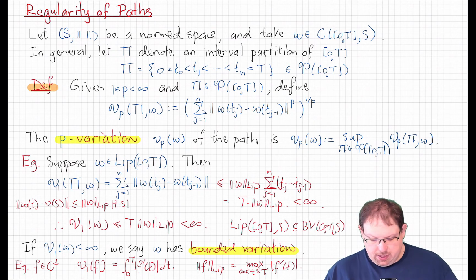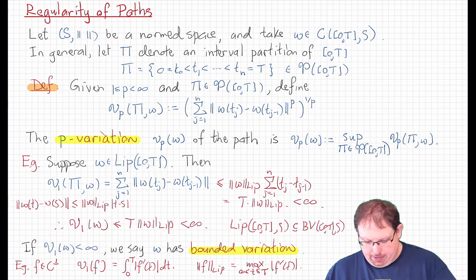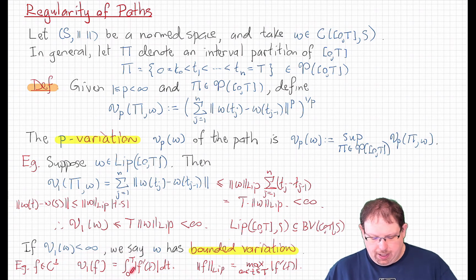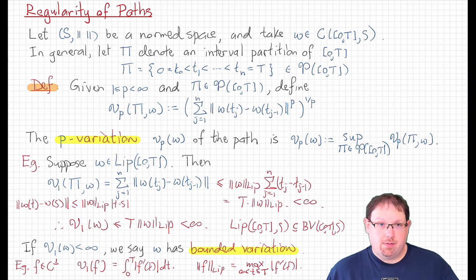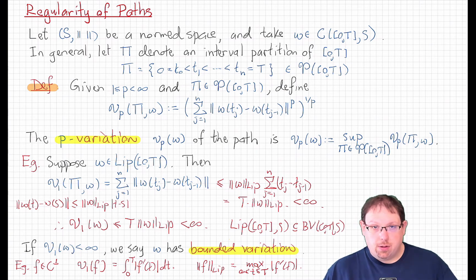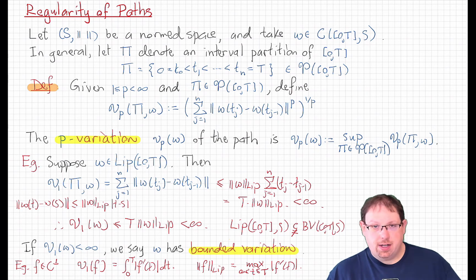And so we see that comparing one variation to Lipschitz is like comparing an L1 norm to an L infinity norm. Here we're on a finite measure space, and we know that L infinity is therefore contained in L1, in fact strictly, and the same is true here. Indeed, in general, for a metric space S, these Lipschitz paths here are strictly contained in the bounded variation paths.